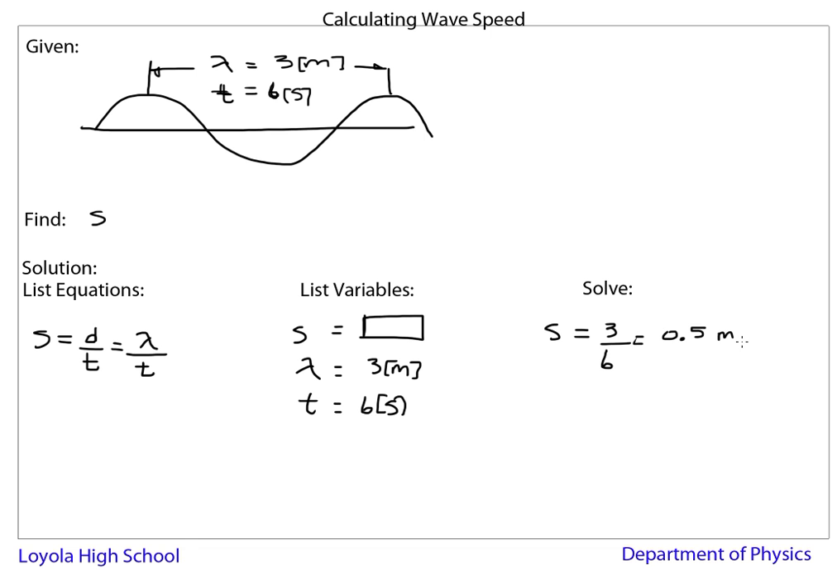0.5 meters per second. So if this were an ocean wave and it covered 3 meters, which is about 9 feet over a 6-second period, the speed would be about 0.5 meters per second, which is relatively slow. However, that's the speed, and we box our answer, and that's the format for solving a wave speed type problem.